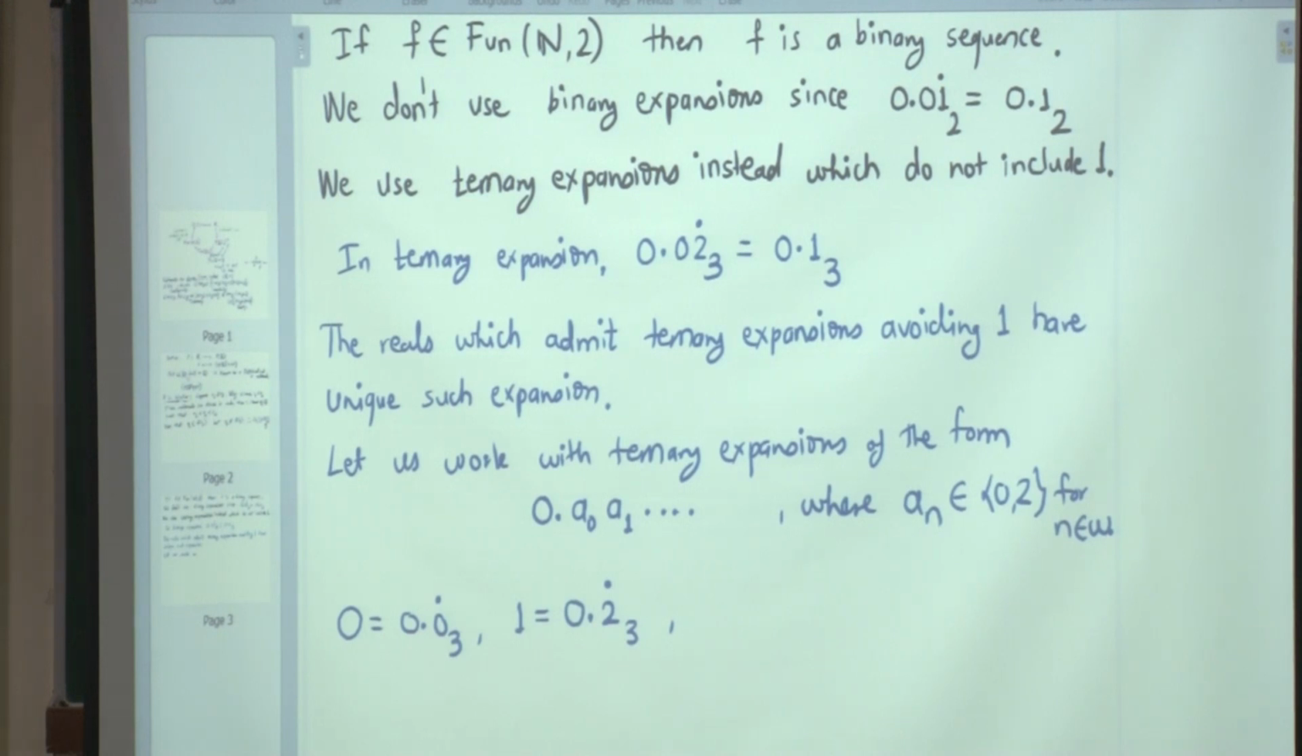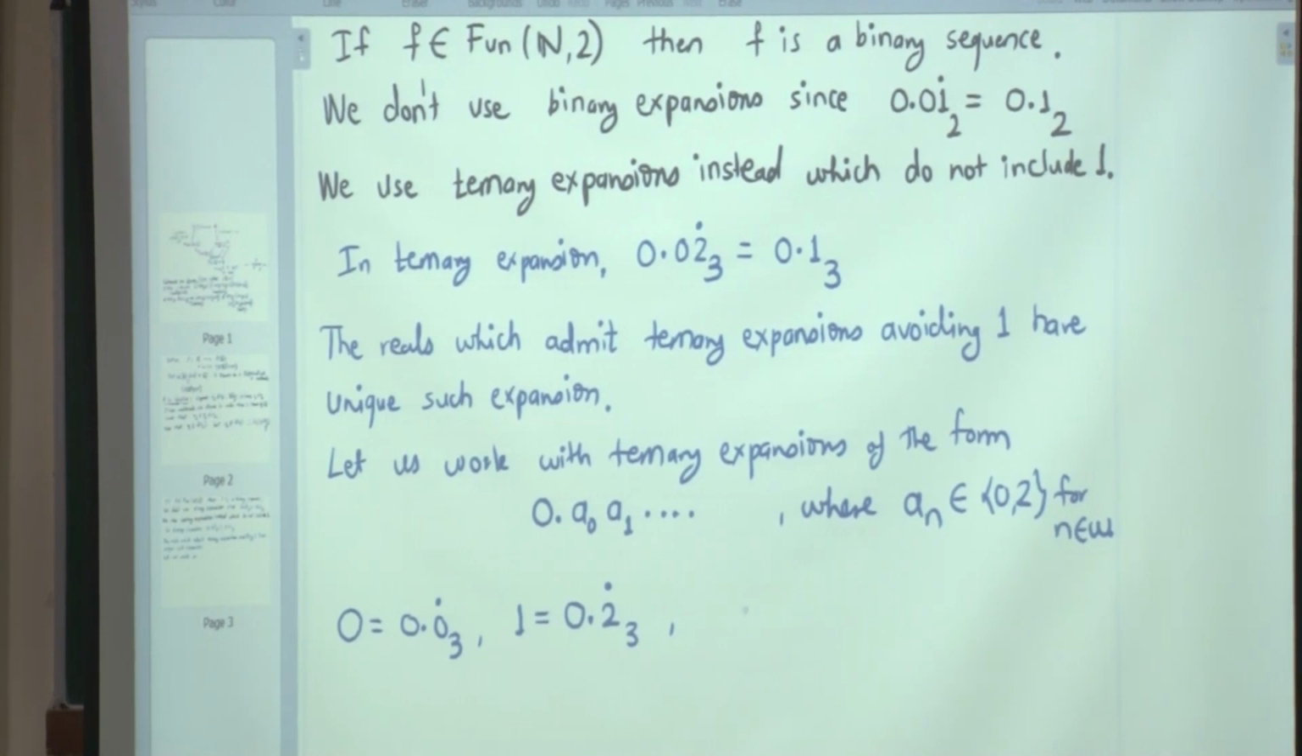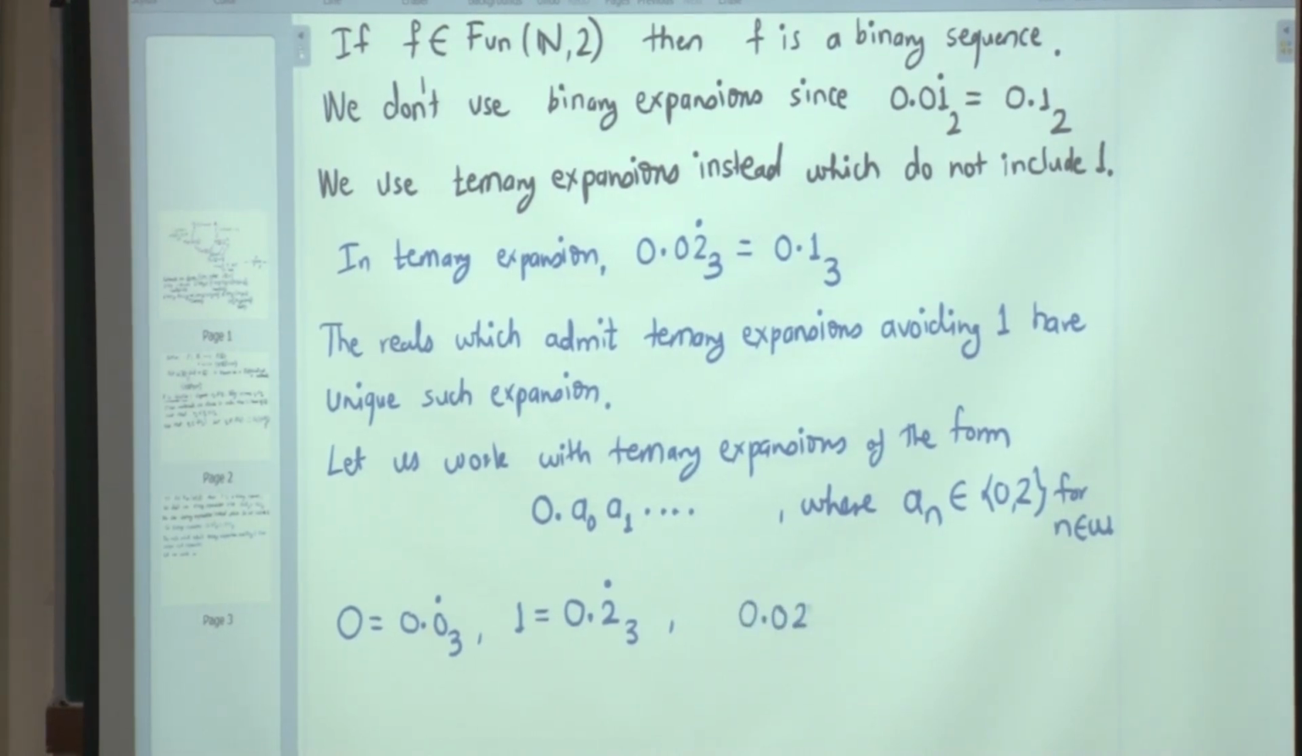No, 0.5 is not allowed as a ternary expansion. 0.02222... What is this number? Please use a geometric series to conclude that this is actually 1/3. And the immediate next number after this is 0.2 in ternary, which happens to be 2/3.